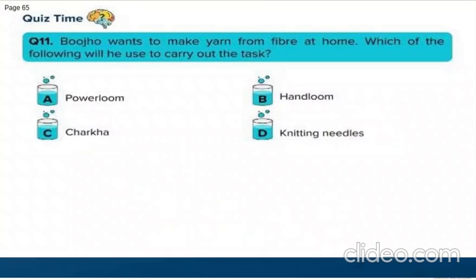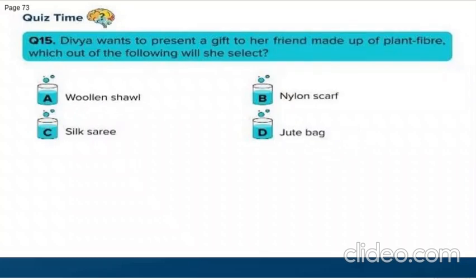Next question is, Bojo wants to make yarn from fiber at home. Which of the following will you use to carry out the task? Sorry, fiber to yarn he has to do. He has to take yarn from the fiber. So, he'll use power loom, hand loom, charkha, or knitting needles. Obviously, at home, who will set up the looms and everything? So, obviously, he'll use the charkha. Make sure you're writing it down also.